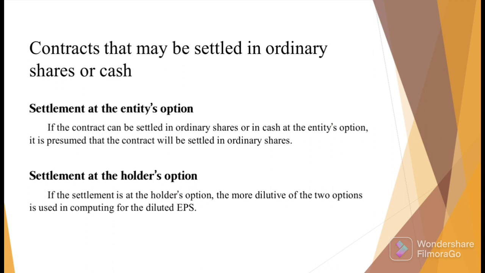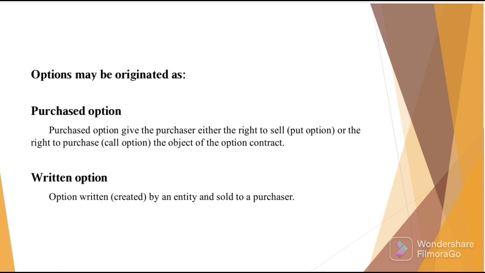Settlement at the holder's purchase option. Purchase options give the purchaser either the right to sell, or put option, or the right to purchase, or call option, the object of the option contract. Option purchased by an entity from another entity who has written or created the contract.